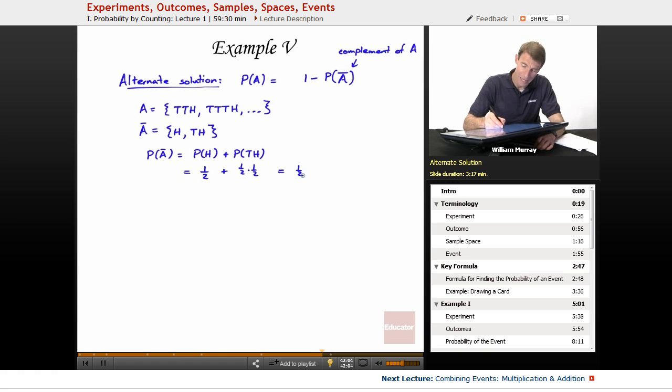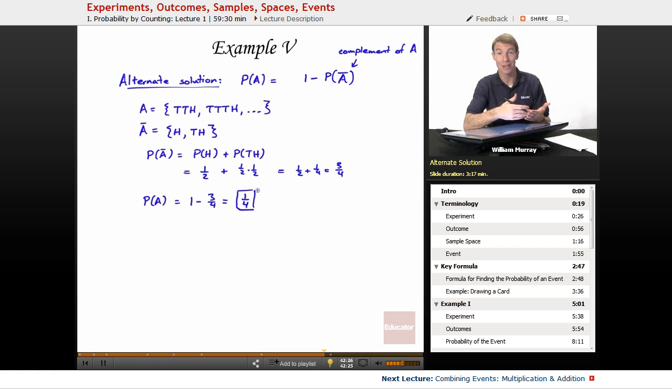So we get 1/2 plus 1/4, which is 3/4. That was the probability of the complement of A. So the probability of A is 1 minus that, 1 minus 3/4, which is 1/4. Of course, that's the same answer we got before, but using quite a different strategy. So it's kind of reassuring. They ought to be the same answer, but it's nice to see when they check each other.